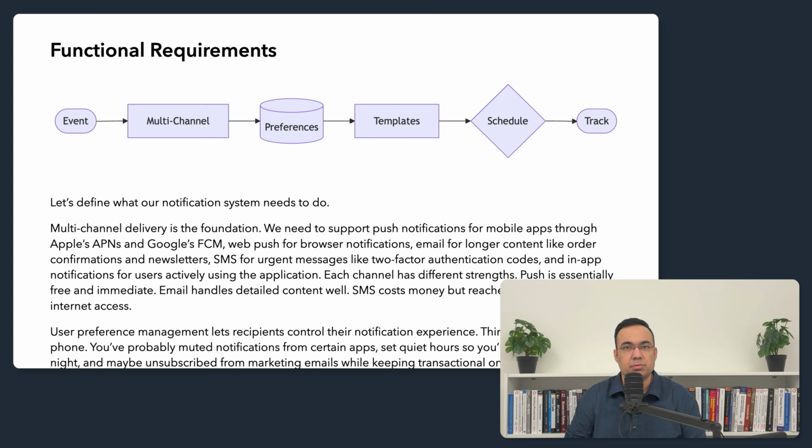User preference management gives recipients control over their notification experience, so users should be able to select preferred channels, opt out of specific notification categories, and configure Do Not Disturb windows. Beyond being a good user experience, regulations like GDPR and CAN-SPAM legally require honoring user preferences, and getting this wrong can result in significant financial penalties.